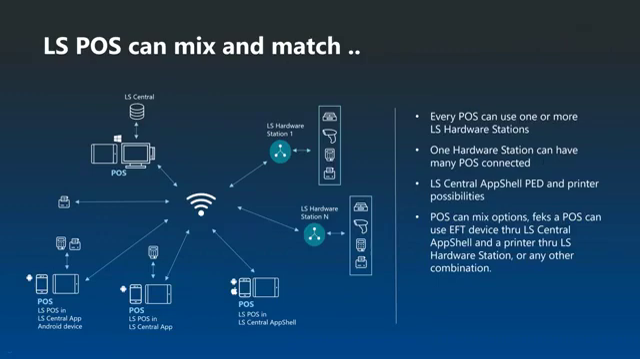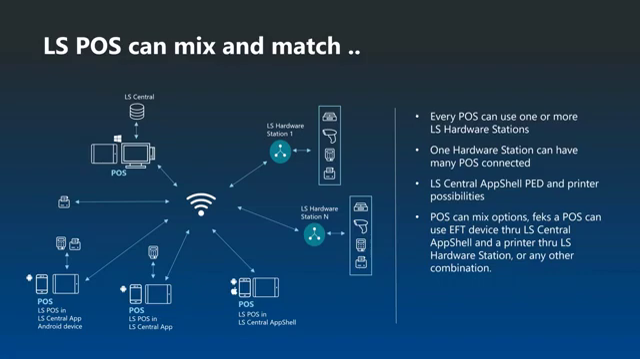So for instance, every POS can use one or more hardware stations, and typically we see the same POS have a local hardware station setup to connect to local EFT devices, and then a shared hardware station to connect to a printer. And one POS can use a number of hardware station connections at any given time. The web POS running inside the LS Central app shell can also use the hardware station like the POS, as we described, on another machine.